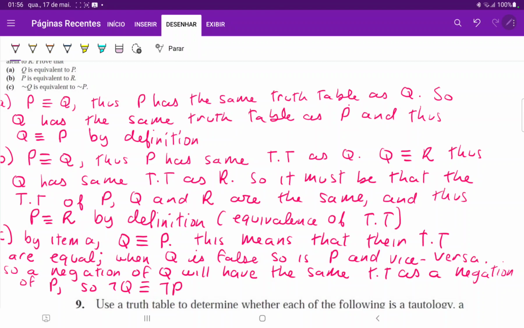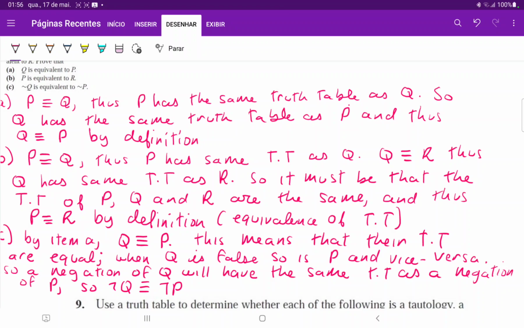So all we're saying is that, hey, we've proved that Q is equivalent to P, right? So this means that they have the same truth table. So this means that the lines match up both for when they are false and when they are positive. When Q is false, and so is P, and vice versa, right? And so a negation of Q will have the same truth table as a negation of P. So not Q is equivalent to not P.